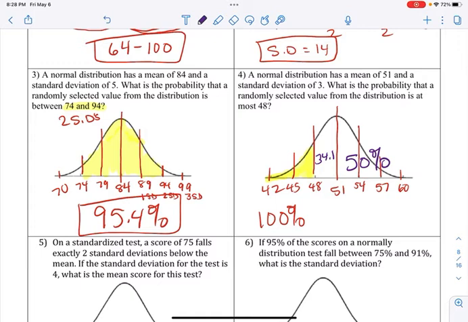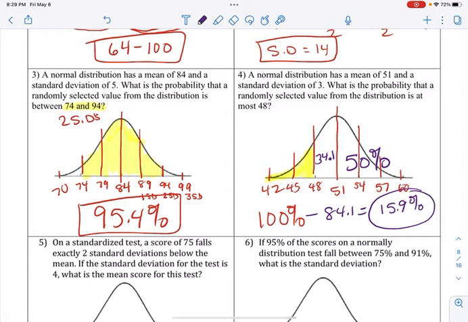So the part that I don't want is 84.1%. So I can just do 100% minus 84.1%. And I want at most 48. So I really want everything below that. And that's going to be, what is that, 15.9%? Did I subtract that right?